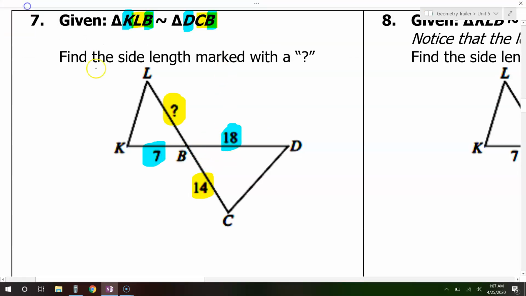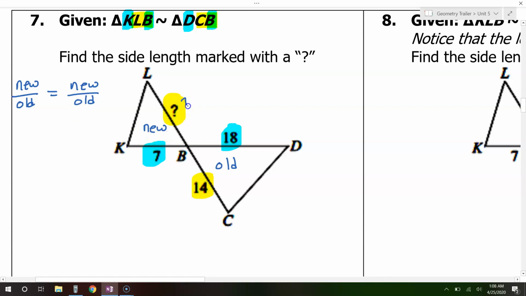So you want to pick one triangle to be new and the other triangle to be old. Okay, it really doesn't matter which one is new and which one is old. I usually let the X or the question mark be the new triangle, but it doesn't matter. What matters is you write your equation in the form new over old is equal to new over old.